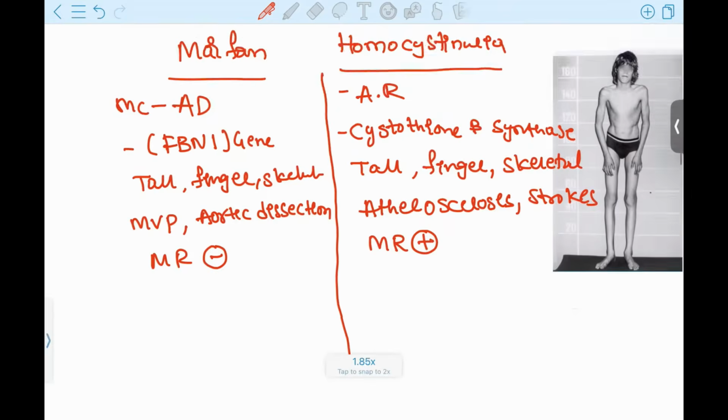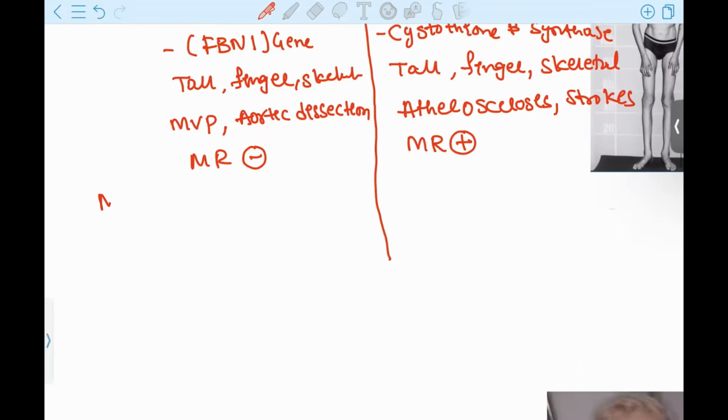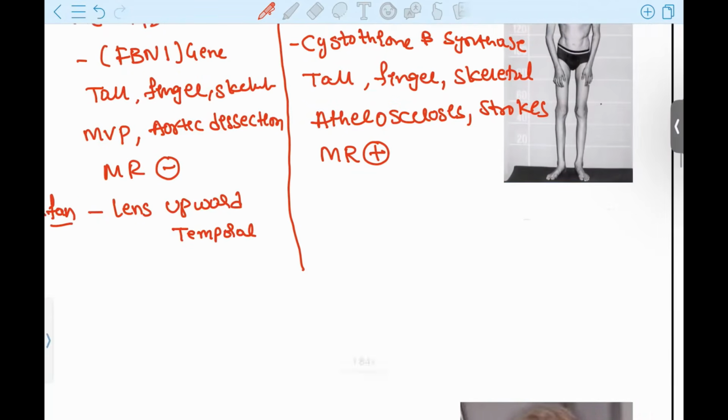So how can you remember? For example, the Marfan, right? A fan is always upwards, so the lens dislocation is also upward and temporal. And homocystinuria, urine will be downwards, right? So you can remember like this: the lens dislocation of homocystinuria is inferior and nasal. So this is the difference between Marfan and homocystinuria.